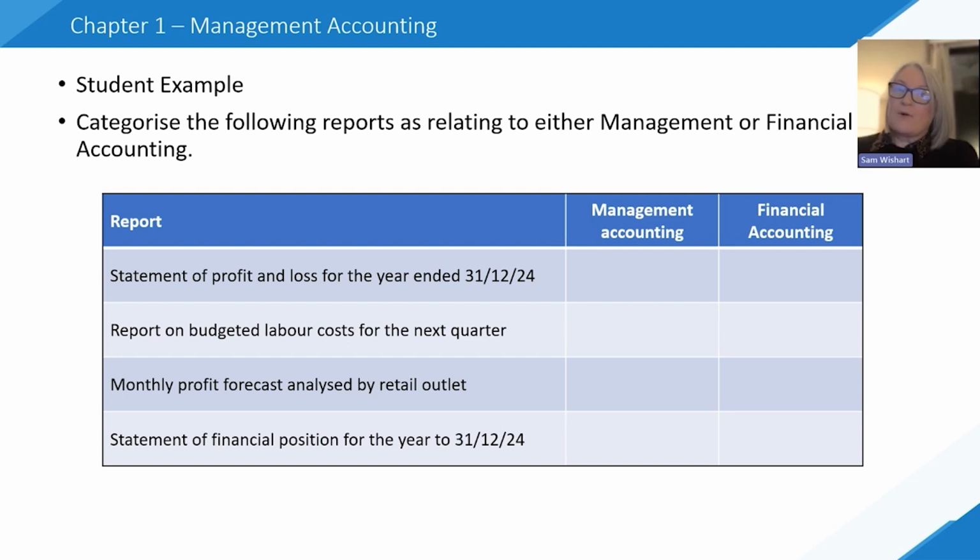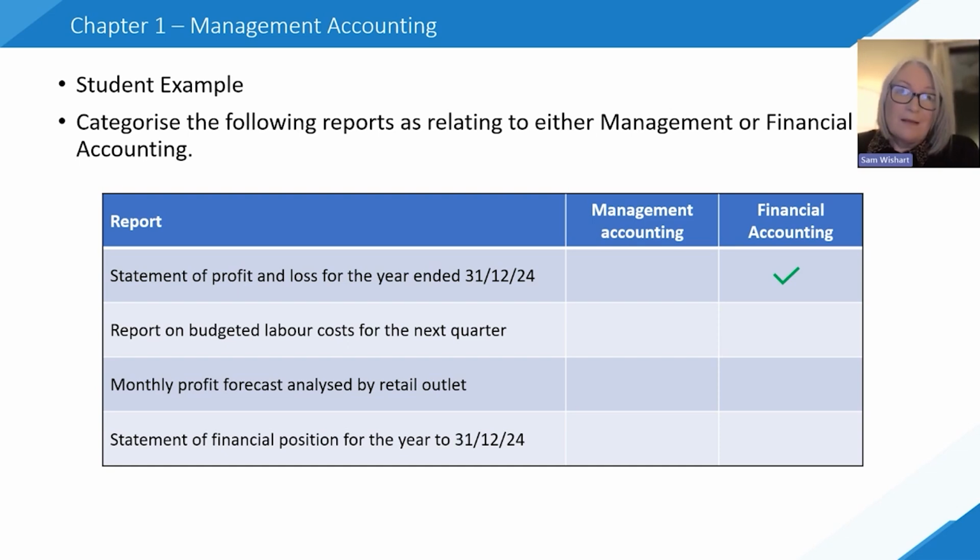Okay, another quick question then. I've put some different types of reports on screen. I wonder if you can tell me which report relates to management or financial accounting. If I just read through them, if you can type MA or FA into chat, depending on what you think. So statement of profit and loss for the year ended 31st of December 24. Is that management accounting or produced by financial accounting? Perfect. Thank you. Yes, it's one of our statutory reports, isn't it? It has to be produced by a limited company. Not a requirement for companies that are not limited, but they will still usually produce some form of financial report at year end.